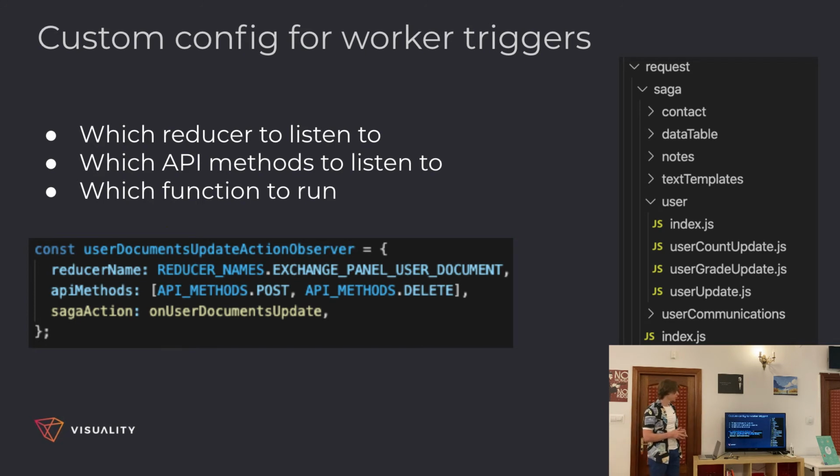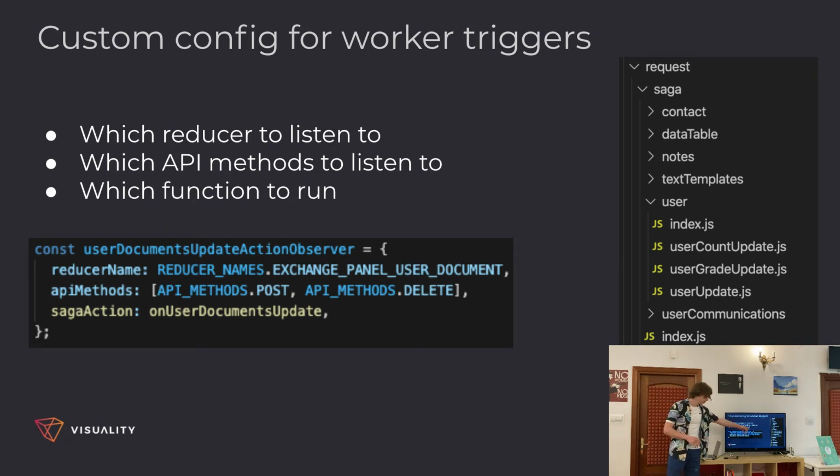For example, we have a contact subfolder. Inside, there are configurations which tell how the context should be updated when a change in some other context happens. And the same for the rest of the folders. And how does this configuration look? Here is a sample object of it. Reducer name is just the name of the context which we want to listen to for changes. In this case, we want to listen for files context changes.